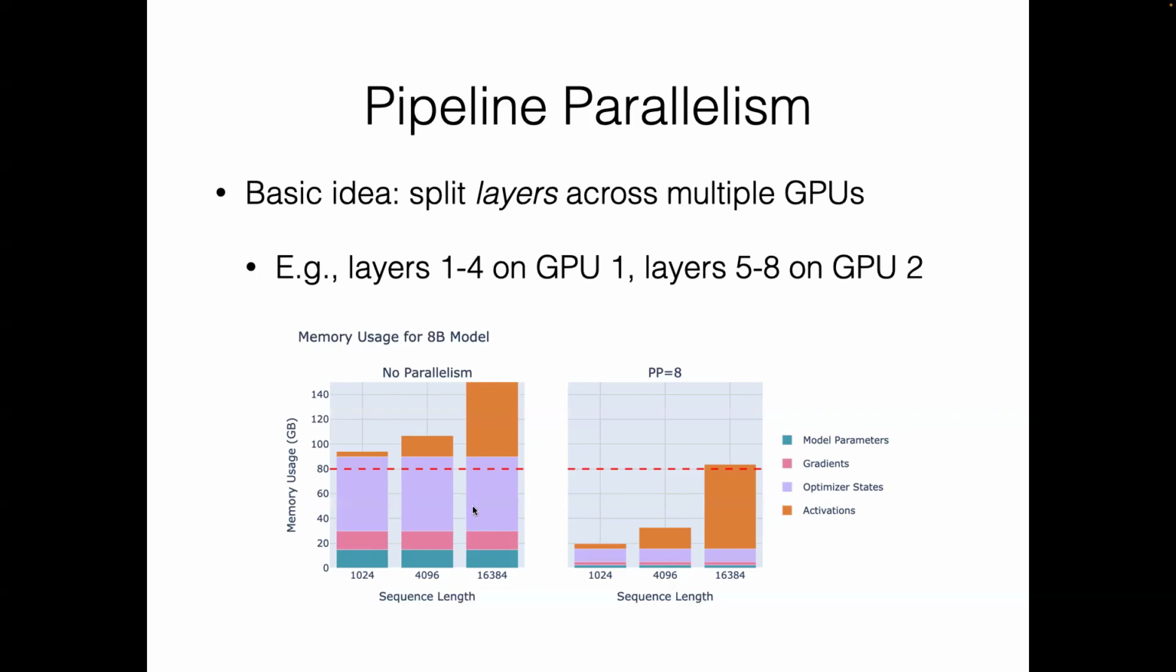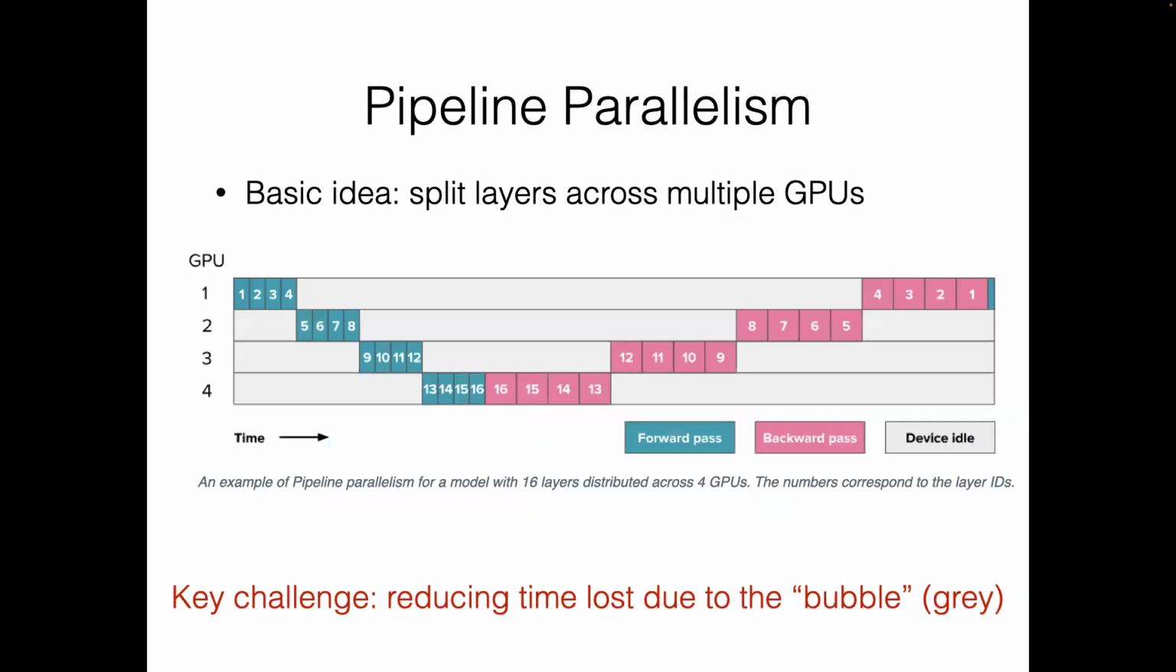And then not surprisingly, if you only have optimizer states for the layers on the GPU, and parameters and so on, then you get these huge memory savings. So the key challenge here, and you have these interesting diagrams with pipeline parallelism.